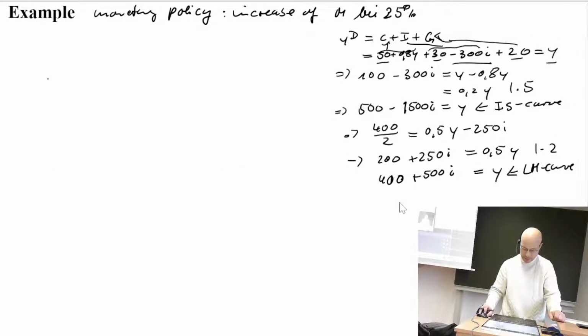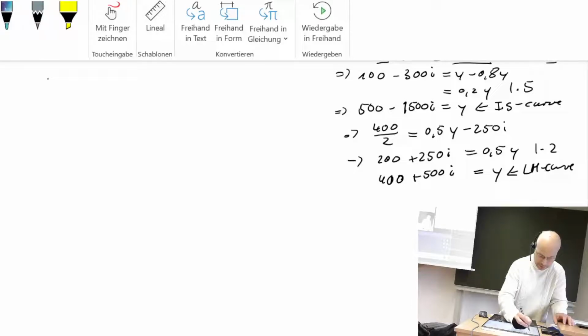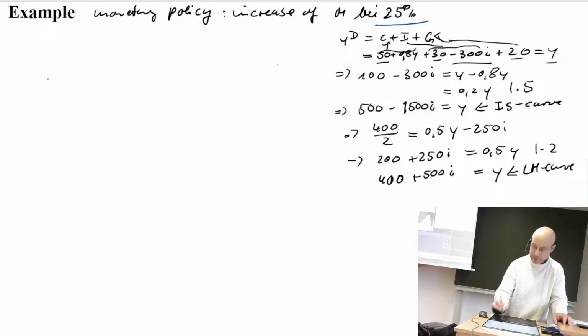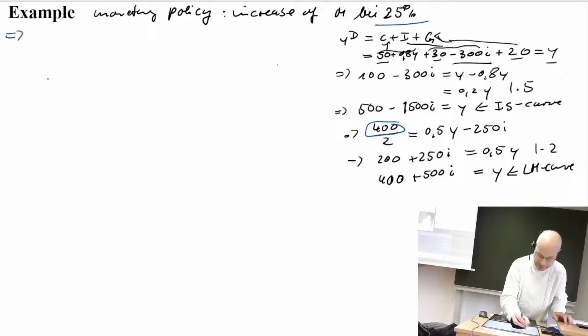So, what happens if we increase aggregate money by 25%? What does this mean? Let's take this in blue. What happens then? M will be increased by 25%. Where did we have M? We have M just here, 400. 25% of 400 is plus 100. So we obtain delta M equals 25% times M, which is 1/4 times 400, is 100.